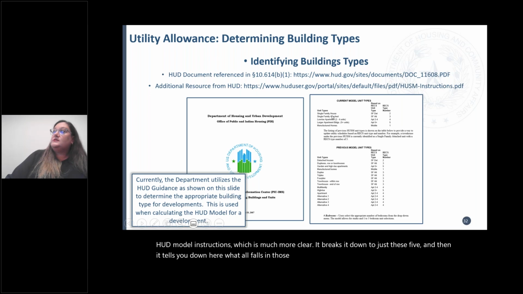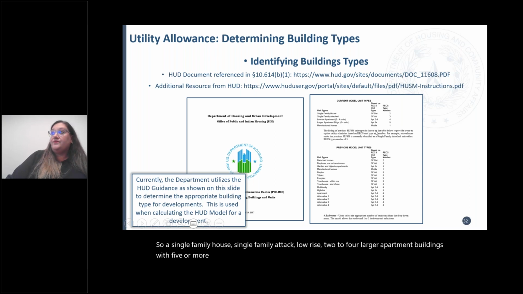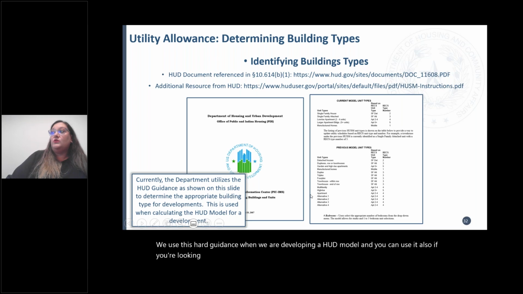So single family house, single family attached, low rise 2 to 4, larger apartment buildings with 5 or more units, manufactured homes. We use this HUD guidance when we are developing a HUD model, and you can use it also if you're looking at a PHA schedule and you're trying to make sure you use the right building type.